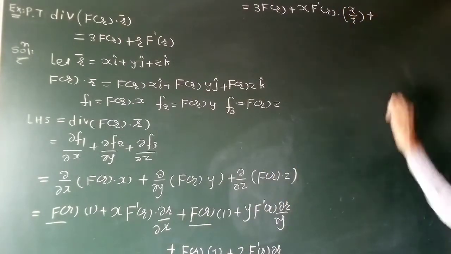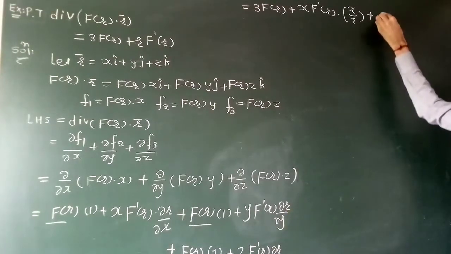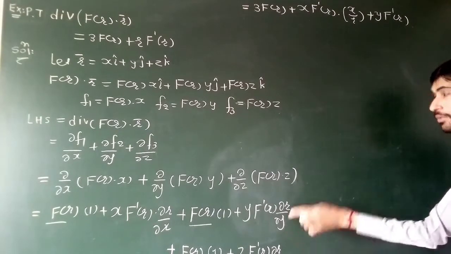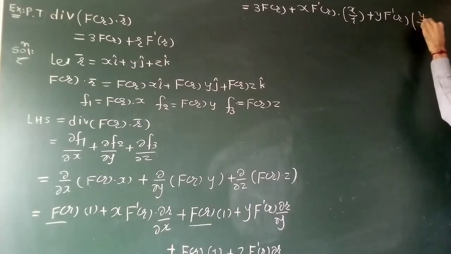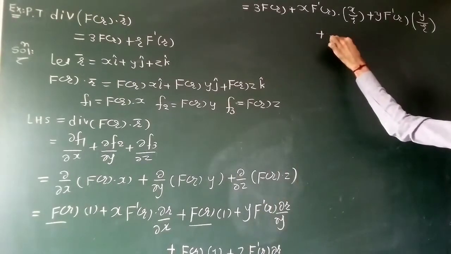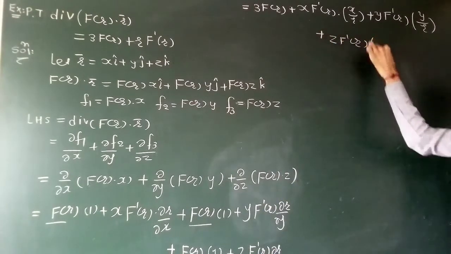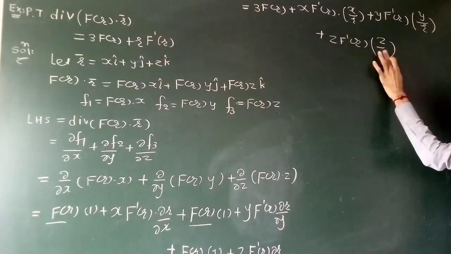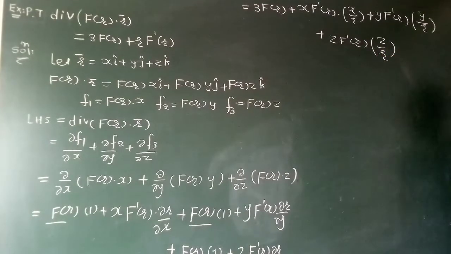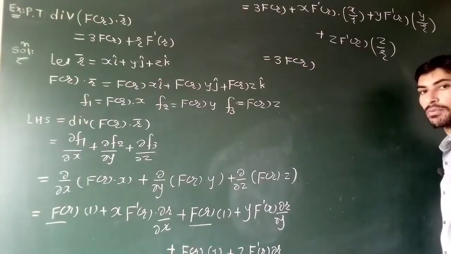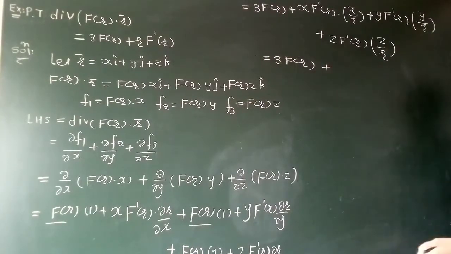x by r, plus similarly here we write y into f dash r, value of del r by del y is y by r, plus z into f dash r and value of del r by del z is z by r. Now just simplify. 3 into capital F of r as it is. Now take f dash r common in all these terms.